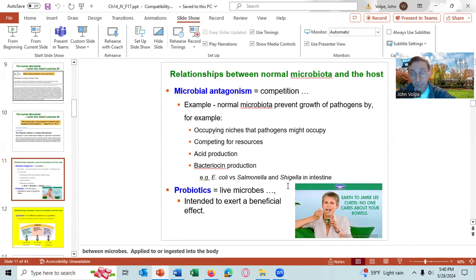It does not prevent the growth of any gram-positive cells, nor does it prevent the growth of some gram-negatives, like Enterococcus faecalis, a microbe which is part of a normal microbiota, probably the number one normal microbiota in the gastrointestinal tract. Okay, so the bacteriocin of E. coli only inhibits the growth of certain microbes, such as Salmonella and Shigella. Other microbes are not inhibited.